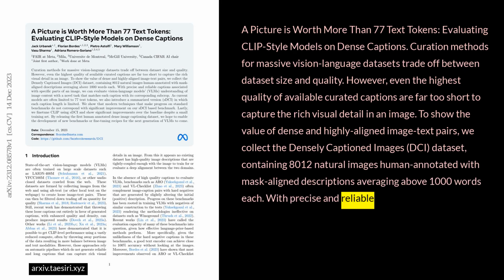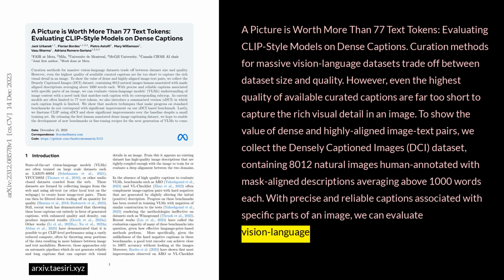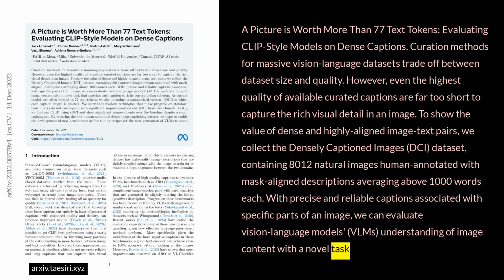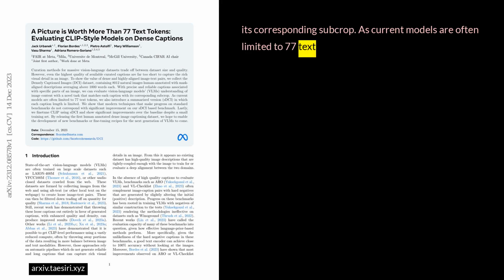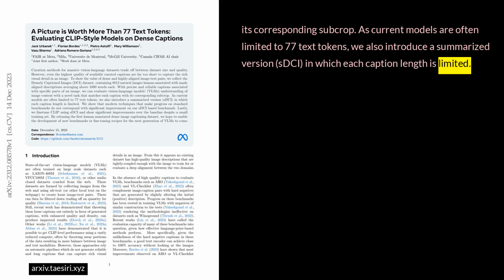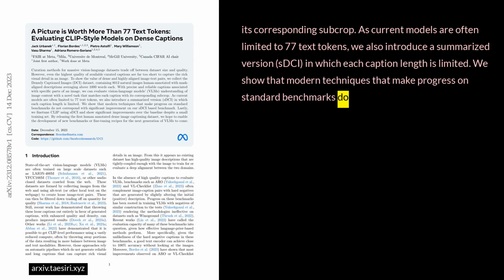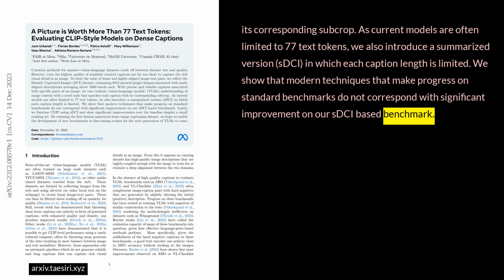With precise and reliable captions associated with specific parts of an image, we can evaluate vision language models, VLMs, understanding of image content with a novel task that matches each caption with its corresponding subcrop. As current models are often limited to 77 text tokens, we also introduce a summarized version, SDCI, in which each caption length is limited. We show that modern techniques that make progress on standard benchmarks do not correspond with significant improvement on our SDCI-based benchmark.